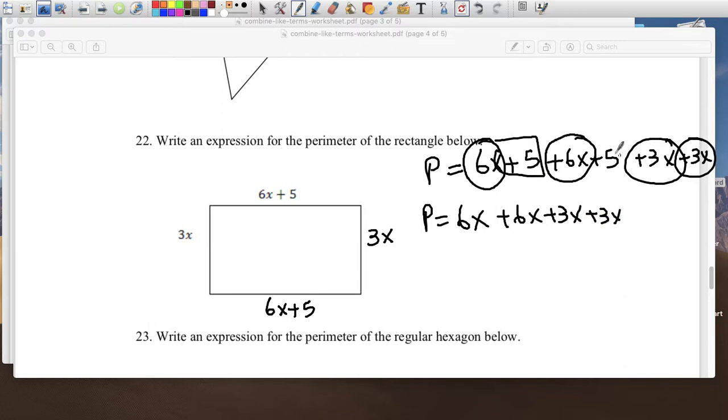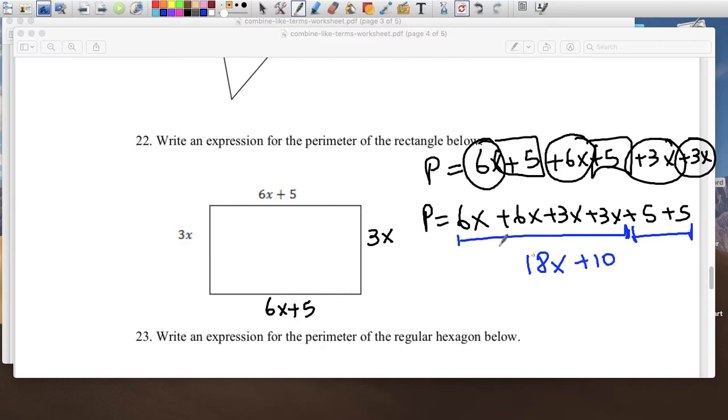And then the plus 5 and the plus 5, I use a different shape. I'm going to put them at the end. So all my numbers are next to numbers, and all my terms with variables, in this particular case the x, are next to each other. So again, because this is addition and there are no negatives, it becomes very simple. 6 plus 6 is 12, plus 3 is 15, plus 3 is 18. So I have 18x in total. Positive 5 plus 5 is just 10. And again, they could have given you the x as a value and you plug it in. So the perimeter right now is that.